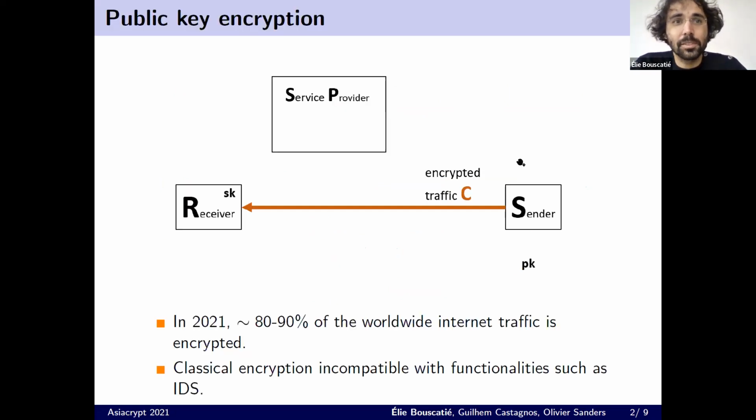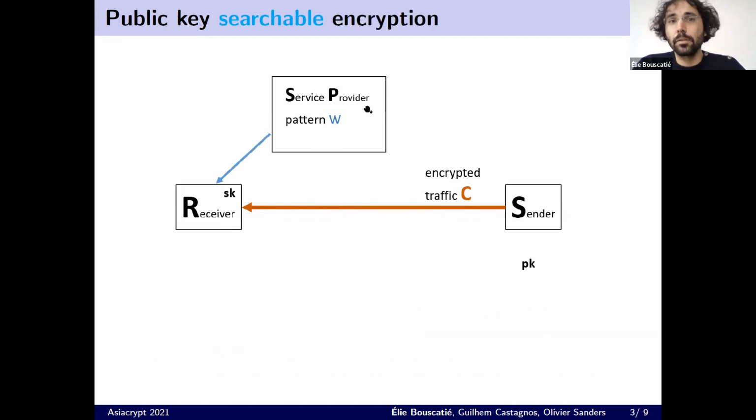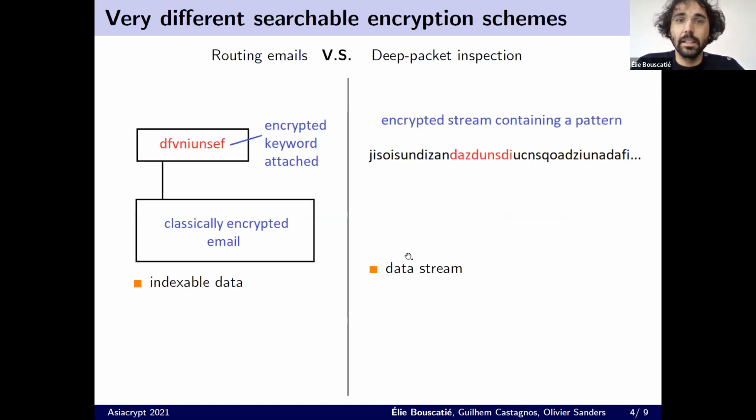First, just to recall that classical public key encryption ensures the privacy of traffic between users. But if the receiver wants to use an intrusion detection system, a service provider who analyzes the traffic to check if there is malicious activity, then he can only give the secret key to him, and it breaks the end-to-end encryption. So in searchable encryption, if the service provider needs to search for some pattern W, he can ask a trapdoor to the receiver, and with this trapdoor, he can see if the pattern occurs in the traffic, but he learns nothing else.